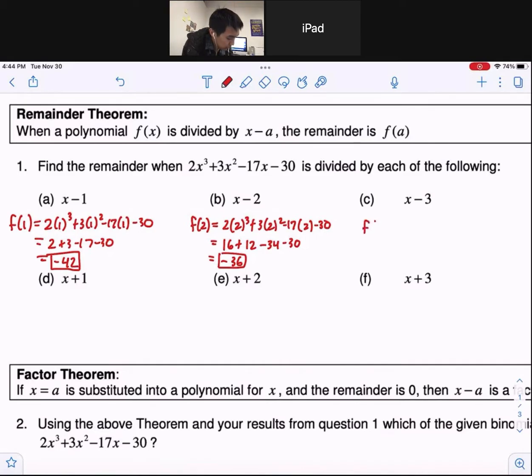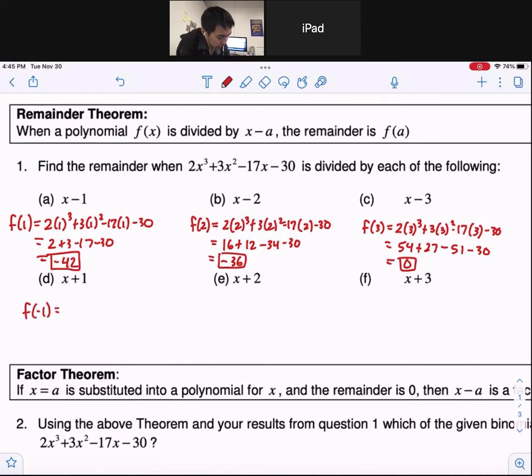For this one, if you plugged in 3 into that equation, you would realize that you would get a 0, I believe. 54, 27, minus 51 minus 30, and yes, you would get 0. So as you can see, if you just plug into the function the opposite of these numbers, then you would get 0.